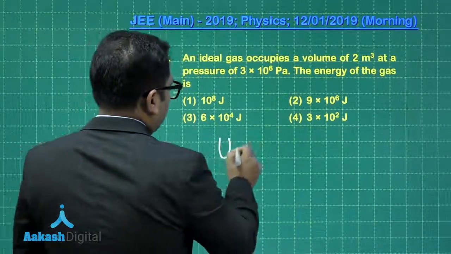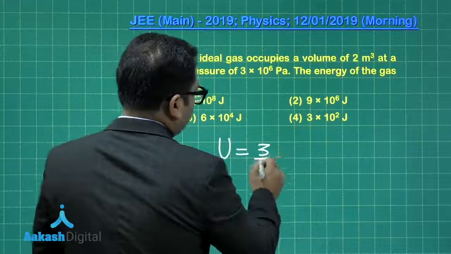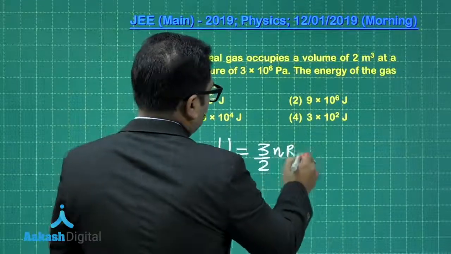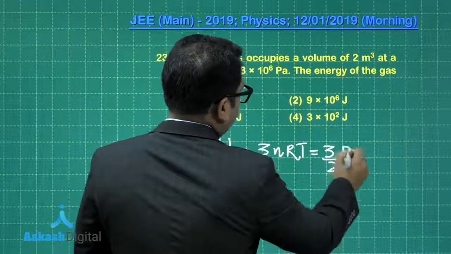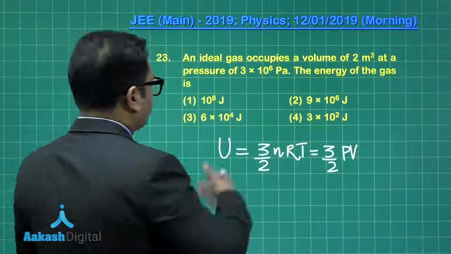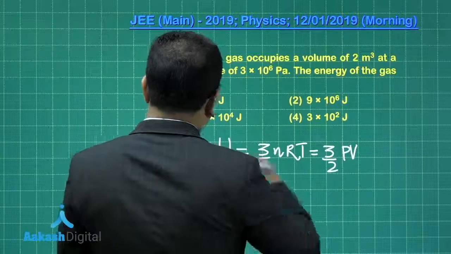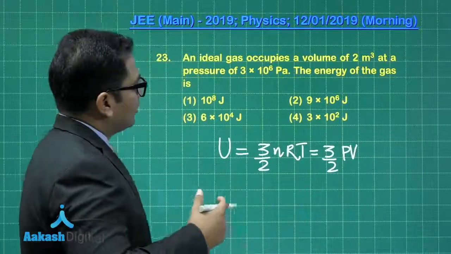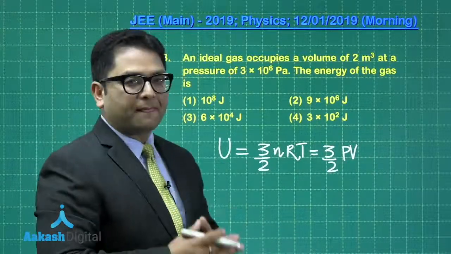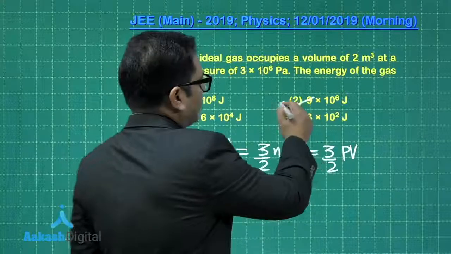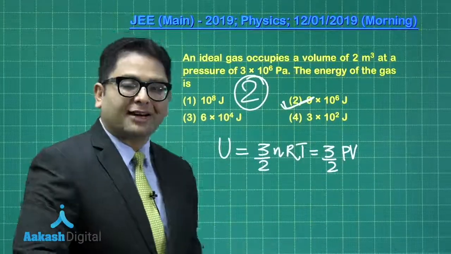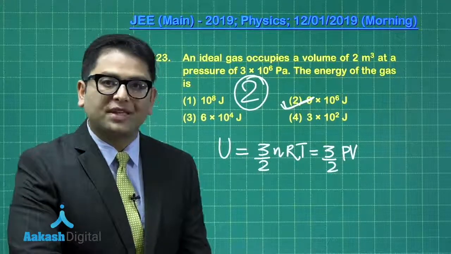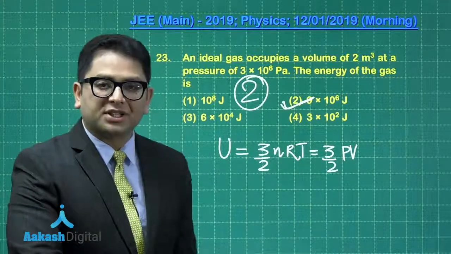So the energy is going to be 3 by 2 nRT, and this will be 3 by 2 times PV. There you go. You have pressure, you have volume, you put the values, and it's a simple calculation, and you get 9 into 10 raised to the power 6 joule. So the second option is the correct option for question number 23. Let's move to question number 24.